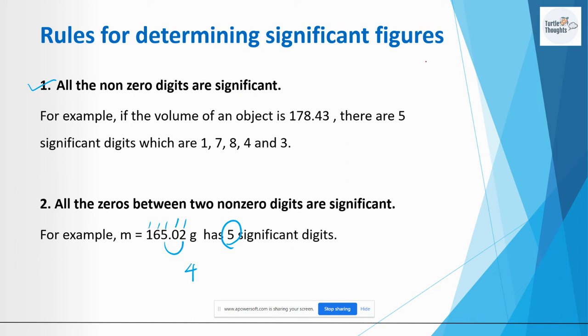Okay, any non-zero number, 1, 3, 5, anything. If the number is non-zero, then it is significant. This is what your rule number 1 says. What does your rule number 2 say? Rule number 2 says that if zeros are coming in between two non-zero numbers, then also they are significant.